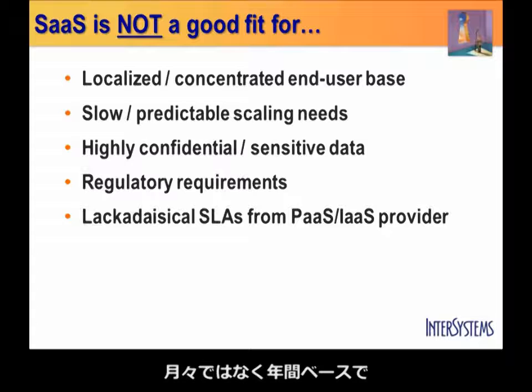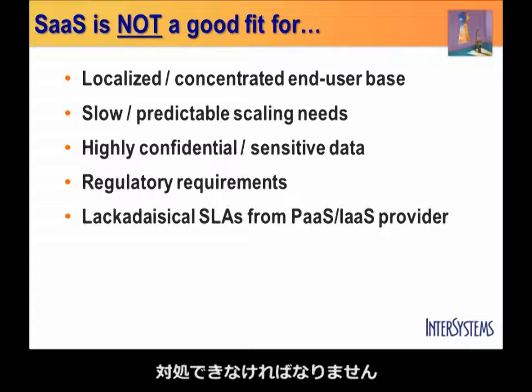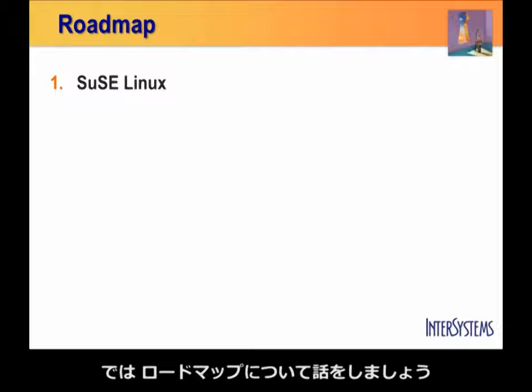So they don't say, I'm going to be 95% available measured monthly. They say 95% available measured on an annual basis. So you need to be able to deal with the fact that your application is not running for those 3 weeks. And if you can't deal with that, maybe the public cloud is not a good choice. Okay? So let's talk a little bit about roadmap.